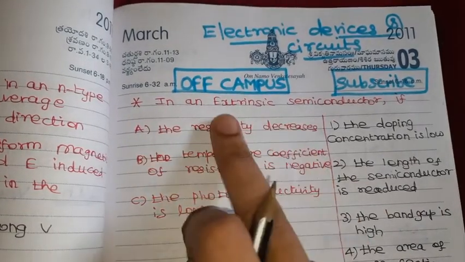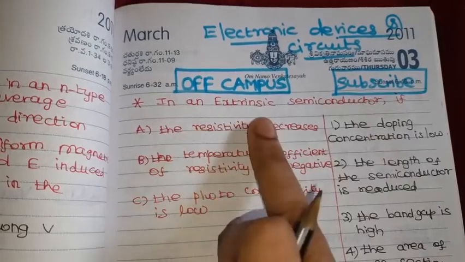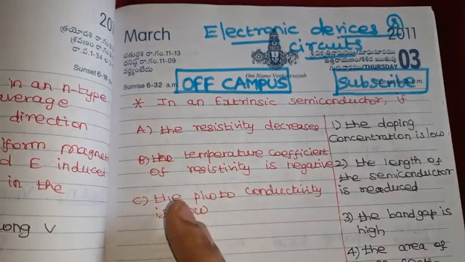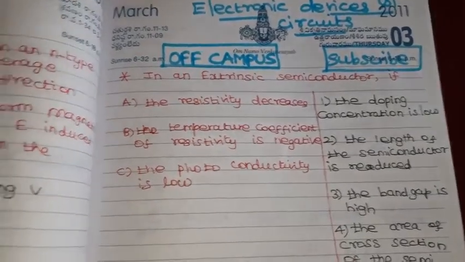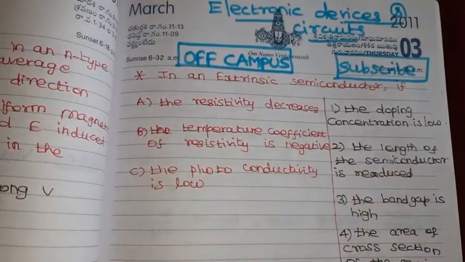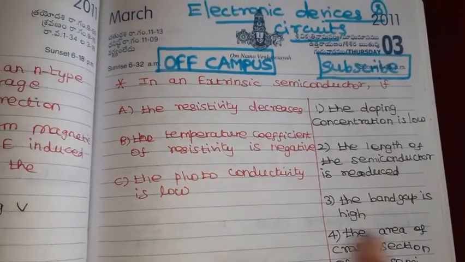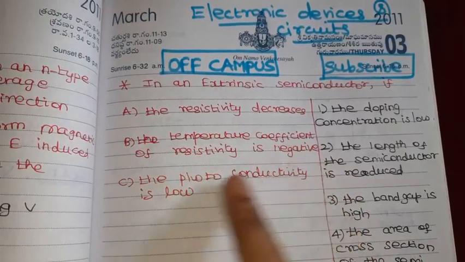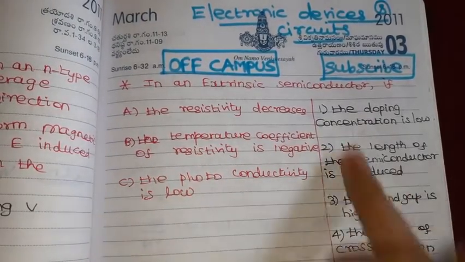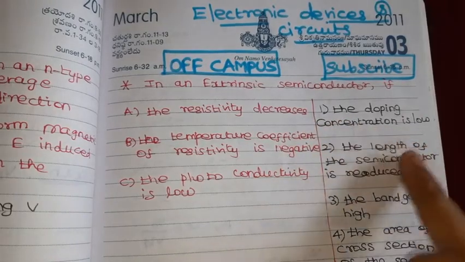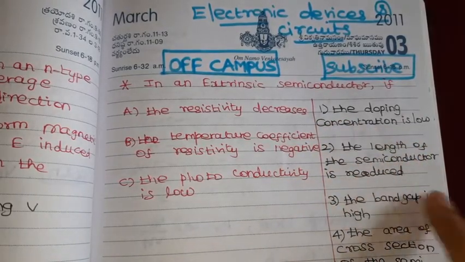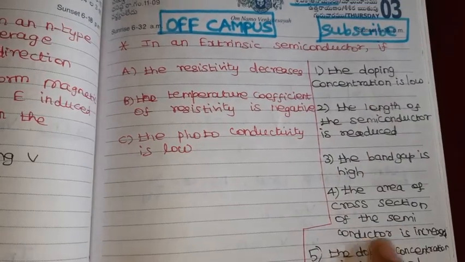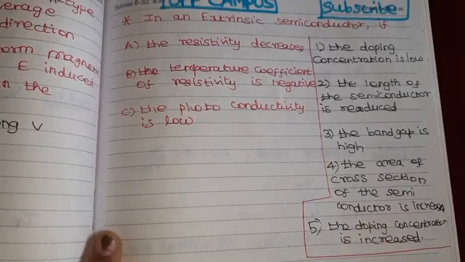In an extrinsic semiconductor, if... this is a match the following. In column A there is a set of statements, and in column B, the second column, there is also a set of statements, and we need to match them. First: the resistivity decreases, the temperature coefficient of resistivity is negative, the photoconductivity is low. In the other column: the doping concentration is low, the length of the semiconductor is reduced, the band gap is high, the area of cross section of the semiconductor is increased, the doping concentration is increased.